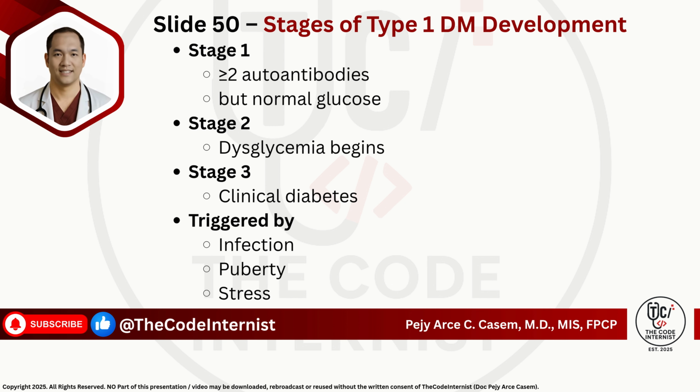Type 1 diabetes progresses through stages. In stage 1, people already have 2 or more beta cell autoantibodies, but their blood sugar is still normal. In stage 2, glucose levels start to become abnormal. Stage 3 is when symptoms appear and the diagnosis is made. Sometimes, the shift to diabetes happens faster, especially after infections or during puberty, when insulin needs naturally rise.